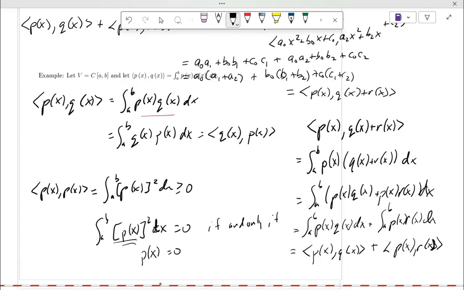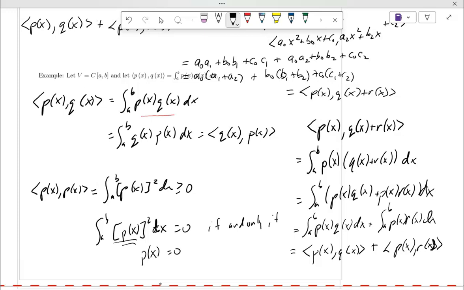And again, that fourth property really allows us to define lengths. So using this particular inner product, I can talk about lengths of functions with respect to this particular inner product. That's what that fourth property does.